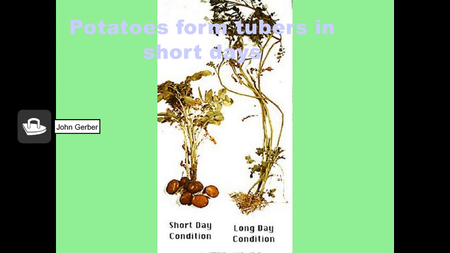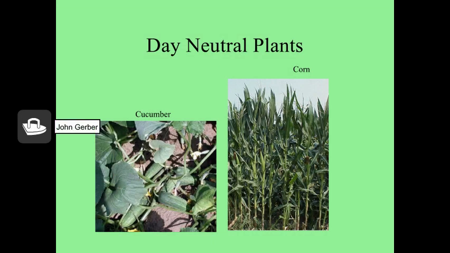Potato tuberization is a short day response. Potato plant grows vegetatively early in the summer. Then as the days begin to get shorter in late July and August, the tubers begin to form, as you can see on this plant on the left. The flowering of corn and the flowering and fruiting of cucumbers are not affected at all by the length of the day. These plants will be called day neutral.